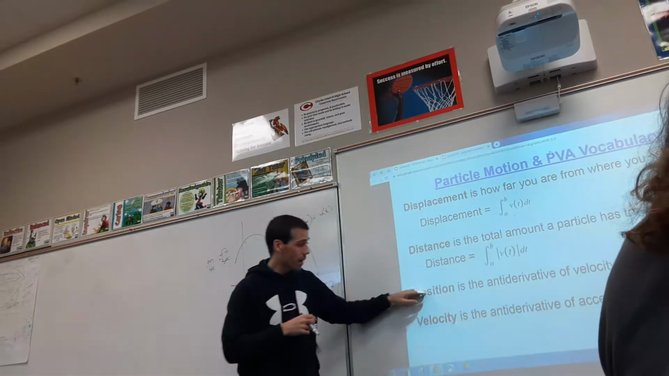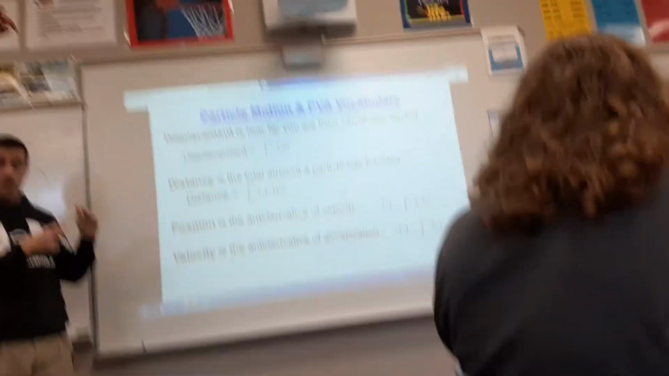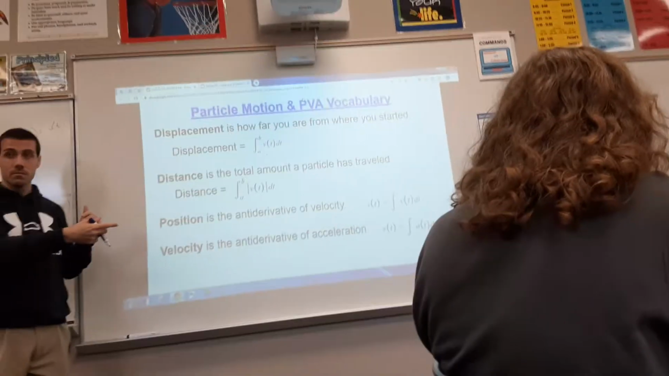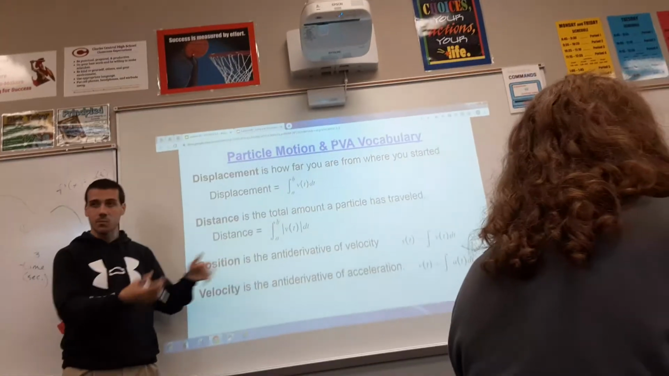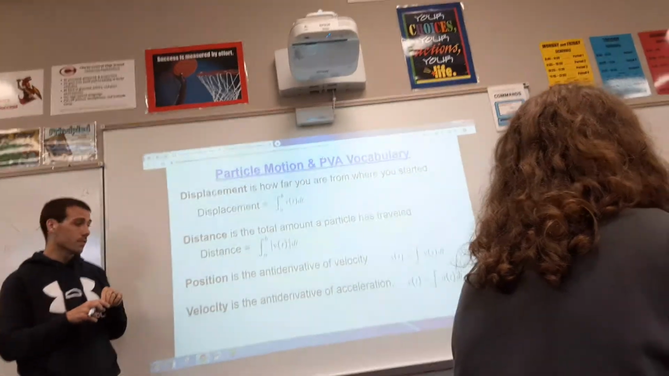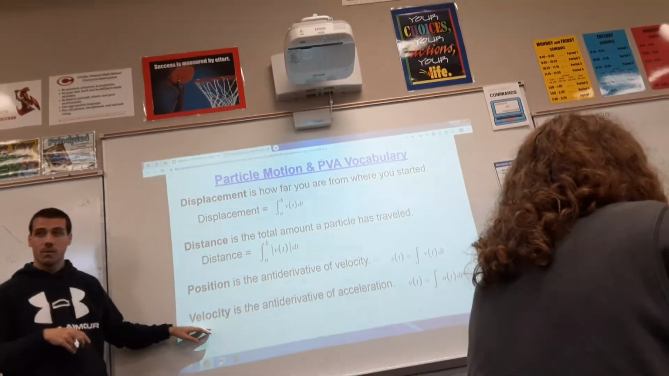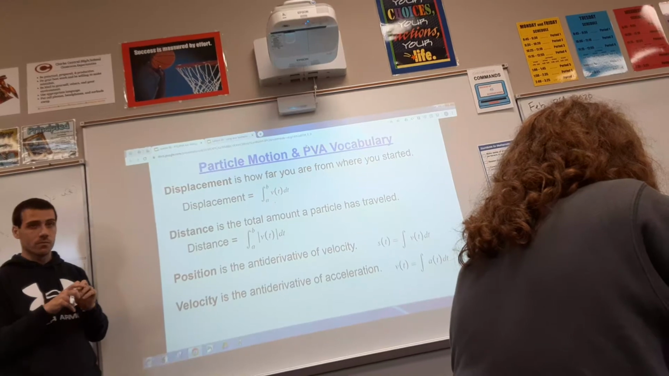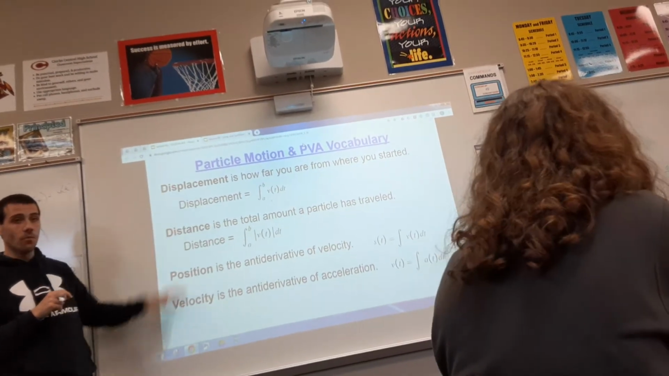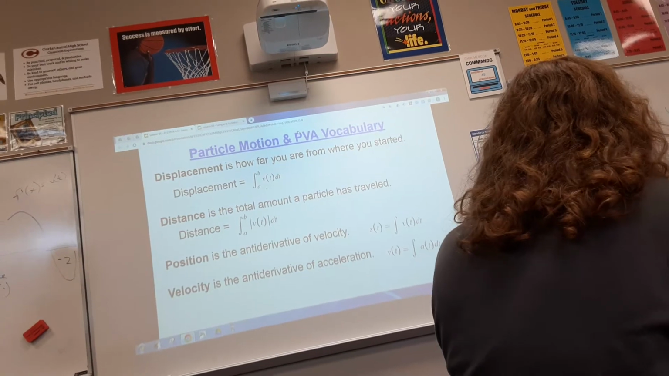The bottom two down here: if we know velocity is the derivative of position, then position is the antiderivative of velocity. And the same thing for velocity and acceleration: the antiderivative of acceleration would be velocity. So again, just going in the other direction. These four are the ones on your sheet that are a little bit new that you'll have to get used to.